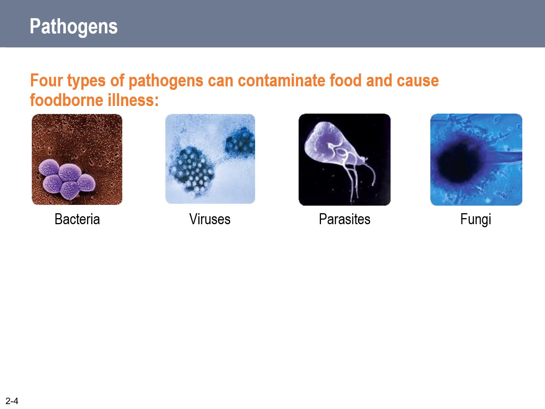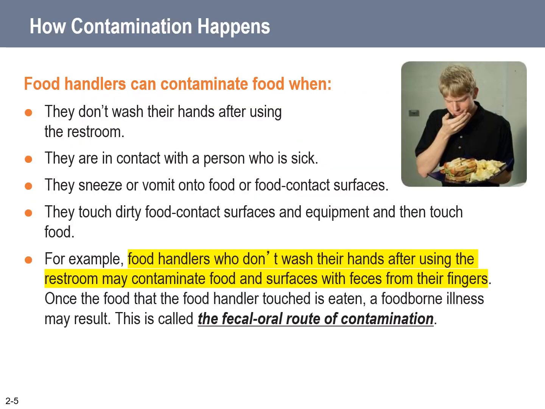Like I said, there are 4 different pathogens that can contaminate food and cause people to get sick with a foodborne illness, or food poisoning, as it's more likely called. So there's bacteria, viruses, parasites, and fungi. So how can this contamination happen? Well, there are a lot of different ways.